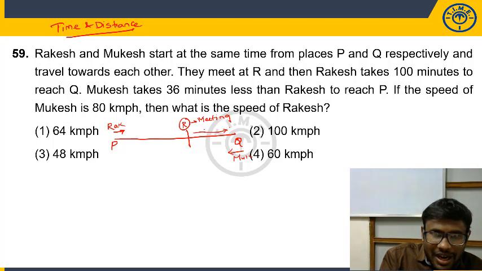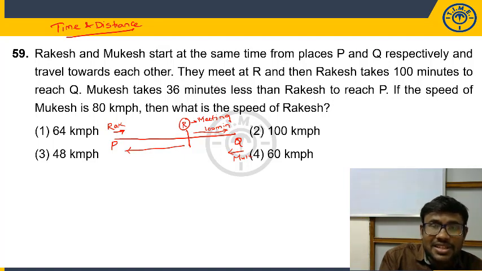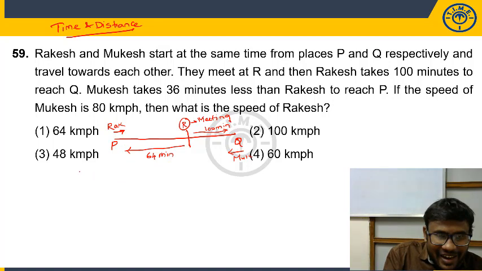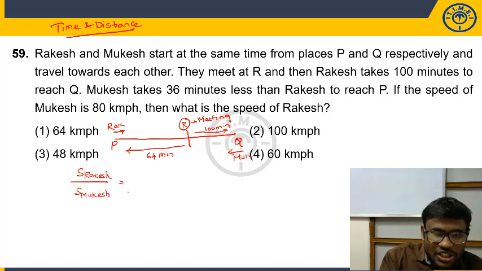100 minutes to reach Q. And Mukesh will take 36 minutes less. 36 minutes less means he will take only 64 minutes, that is 100 minus 36. From this, I can write speed of Rakesh by speed of Mukesh is equal to the square root of this by this. So this is 64 by 100.